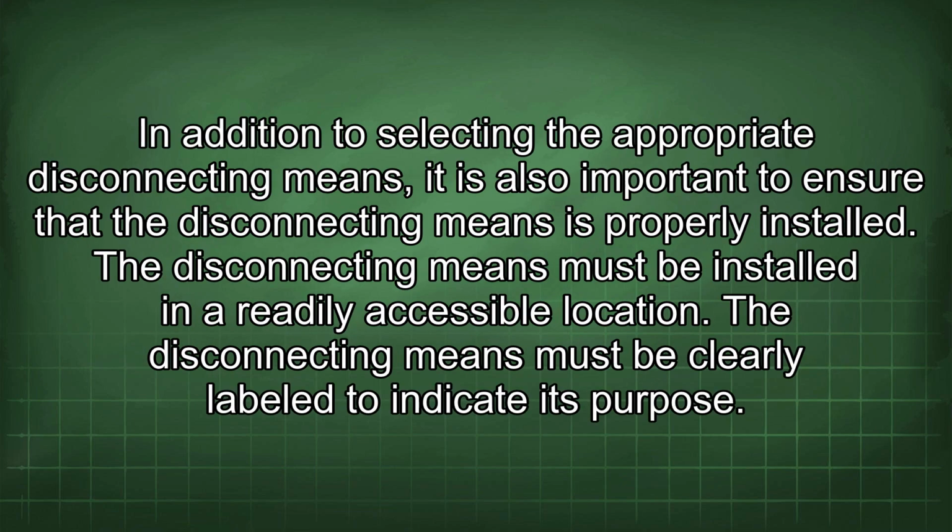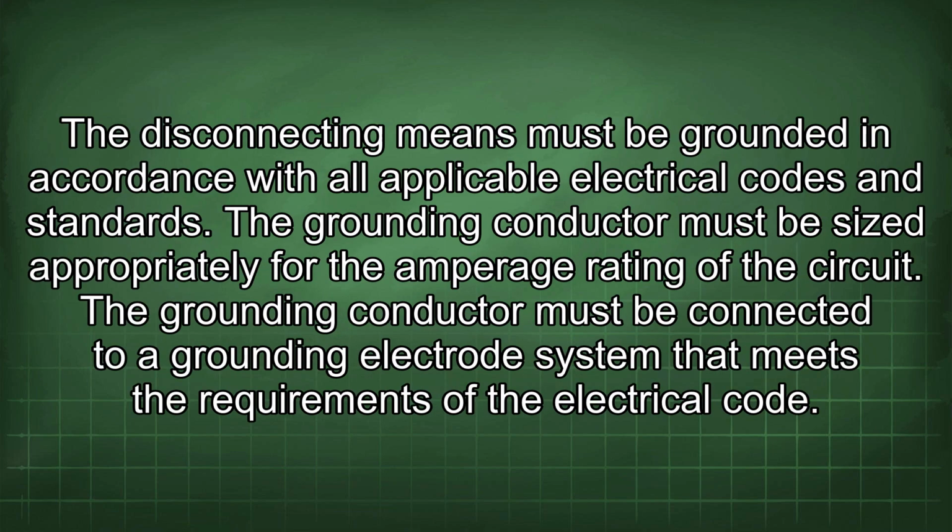In addition to selecting the appropriate disconnecting means, it is also important to ensure that the disconnecting means is properly installed. The disconnecting means must be installed in a readily accessible location. The disconnecting means must be clearly labeled to indicate its purpose. The disconnecting means must be grounded in accordance with all applicable electrical codes and standards. The grounding conductor must be sized appropriately for the amperage rating of the circuit. The grounding conductor must be connected to a grounding electrode system that meets the requirements of the electrical code.